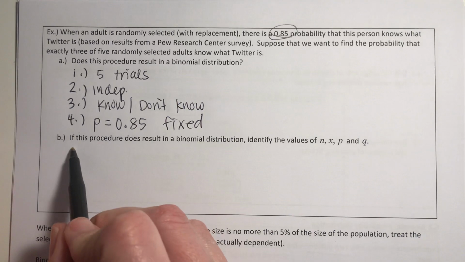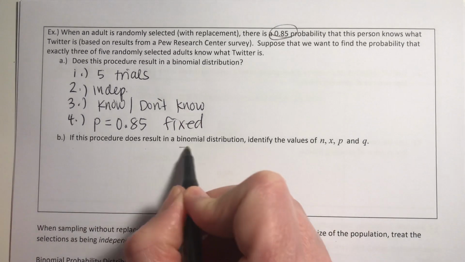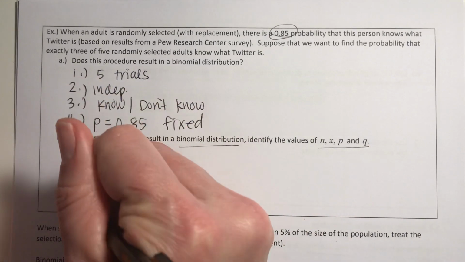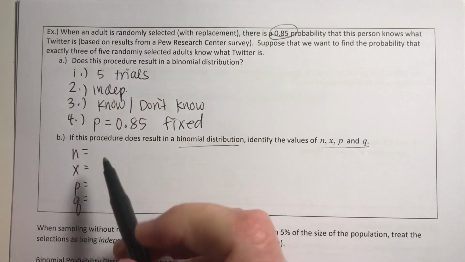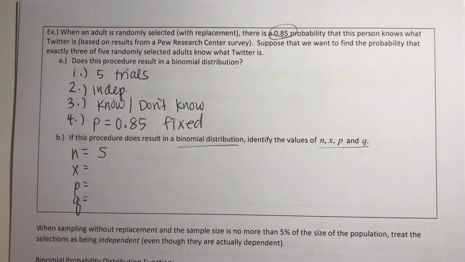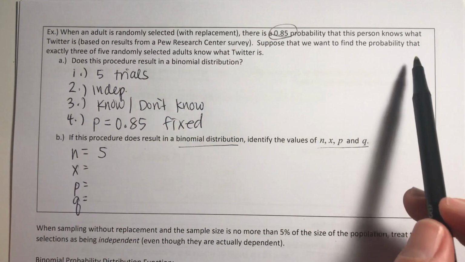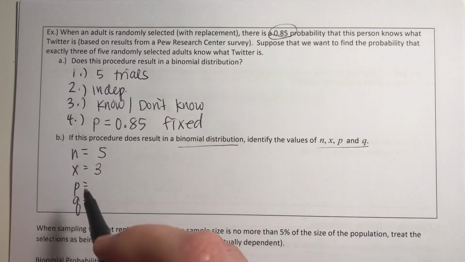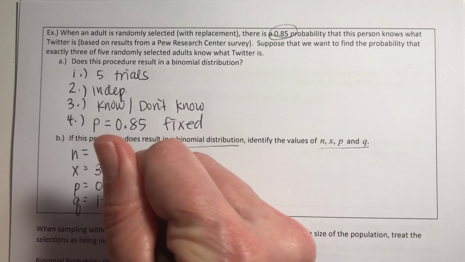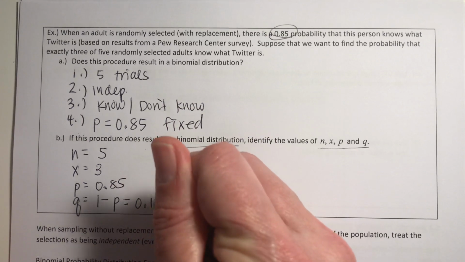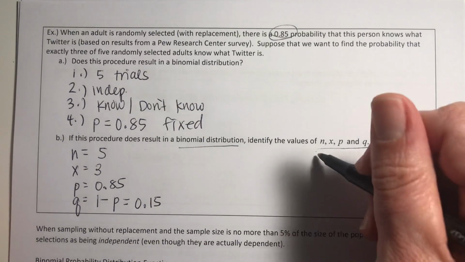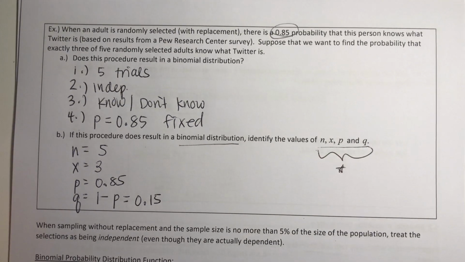Part b says, if the procedure does result in a binomial distribution, which it does, identify the values of n, x, p, and q. So n is our total number of trials, which is 5. x is the number of individuals that we are selecting who exactly know what Twitter is, which is 3. The probability p is 0.85, which we had written up above. q is found by taking 1 minus p, and we get 0.15. These are the values that we're going to be using in order to use our calculator, which is listed on the next page. So definitely things we have to be able to find in each problem.